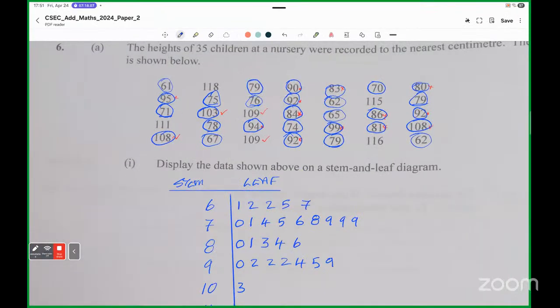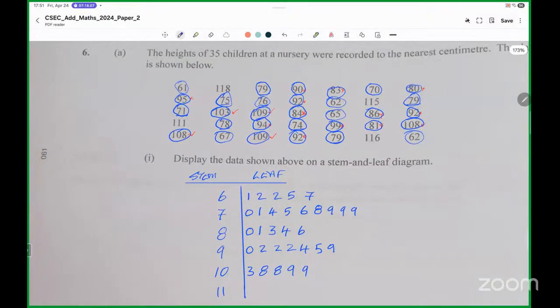All right, where are we? 103. I would say we have 108 and 108, right? 2 of them, right? So put 8 and 8. Then we have 109, 2 of them: 1, 2. So it's 9 and 9. Good. So we have the 110s now, and there are 1, 2, 3, 4 of them.